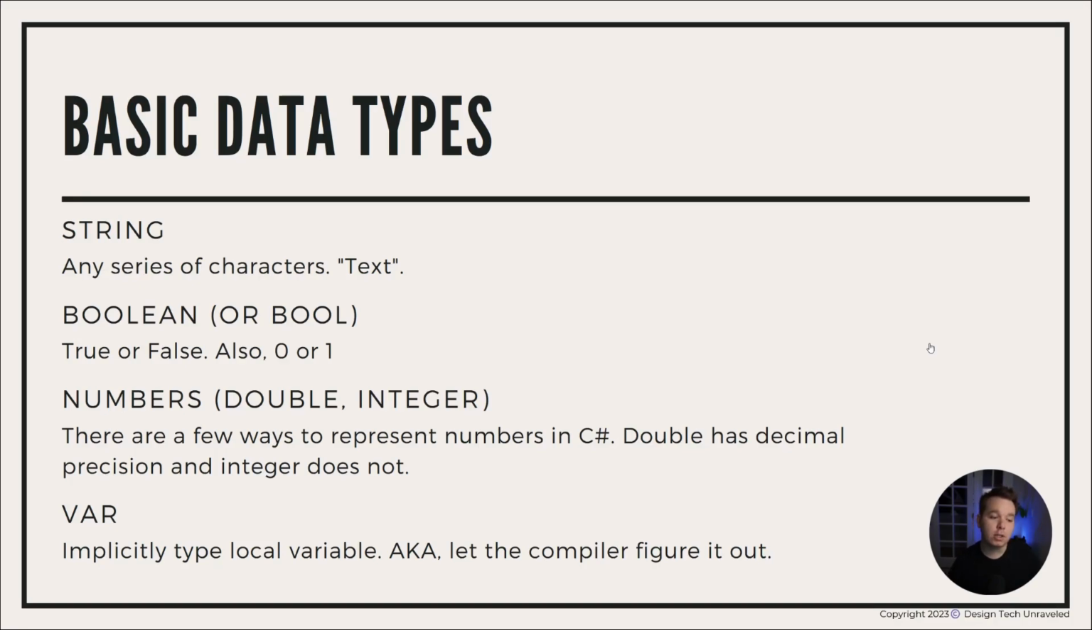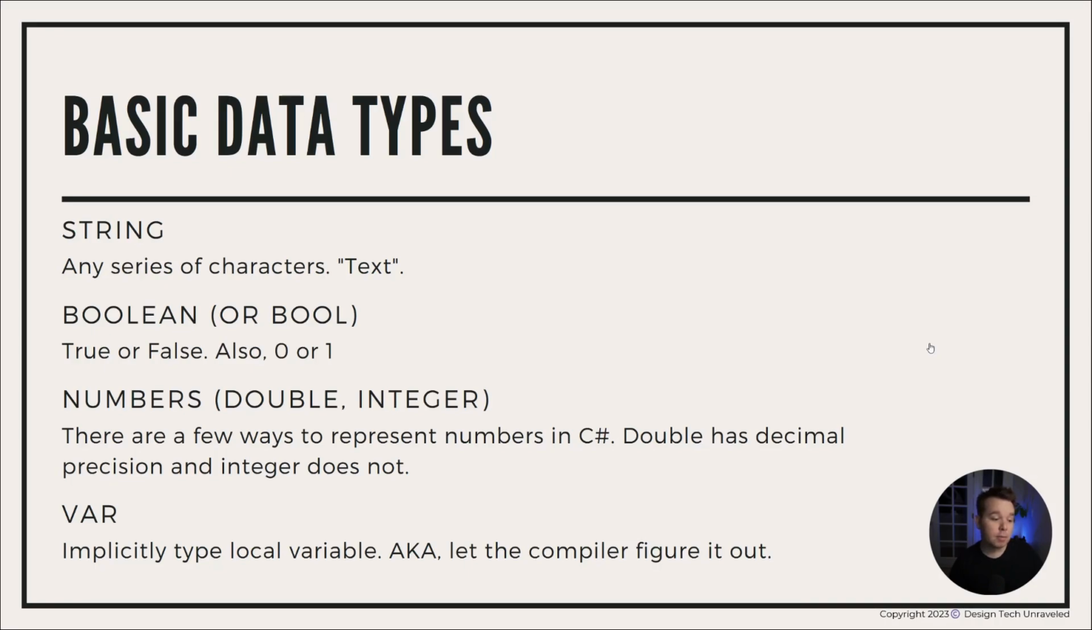Numbers, doubles, or integers. There's a few ways to represent numbers in C#. A double has a decimal precision, so 1.0 could be a double, and an integer does not, which would just be like the number 1. So 1.0 and the number 1 look very similar. One's a double, one's an integer. So keep that in mind in Dynamo, but also in C# as you're working on creating these nodes. Something very important to keep in mind.